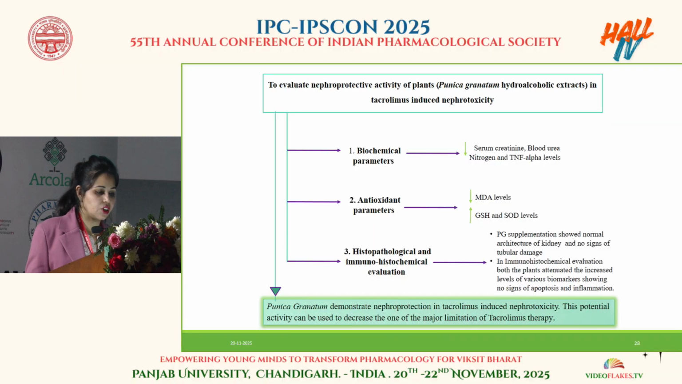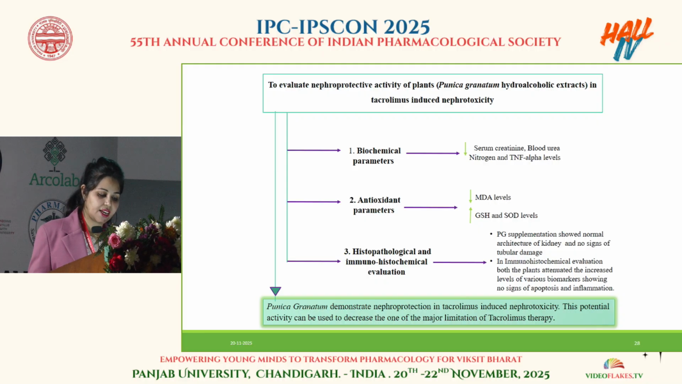Okay. So this is the conclusion: we evaluated the Punica granatum rind hydroalcoholic extract. We evaluated the biochemical parameters, serum creatinine, blood urea nitrogen, and TNF alpha level. These got decreased when we administered the group with the pre-treatment of Punica granatum. For the antioxidant parameters, MDA level decreased and GSH and SOD levels increased. Histopathologically, the PG supplementation showed normal architecture of the kidney and no signs of tubular damage. And in the immunohistochemical analysis, the Punica granatum attenuated the increased level of various biomarkers.